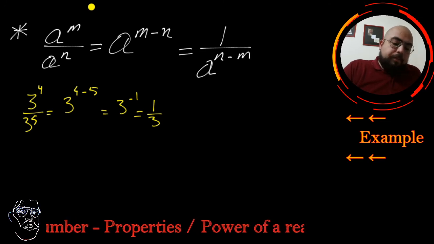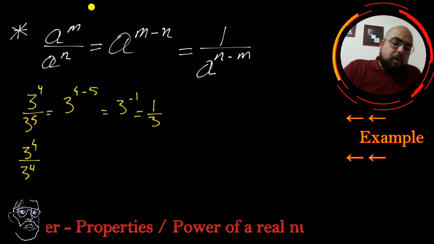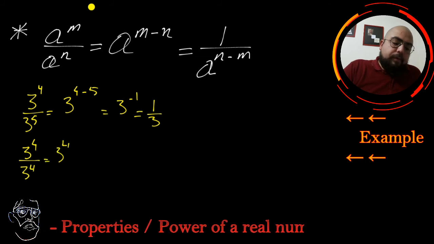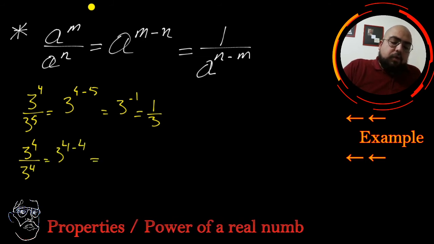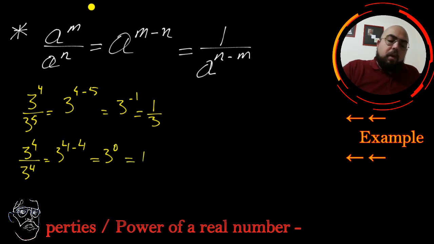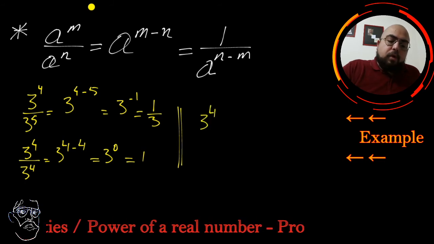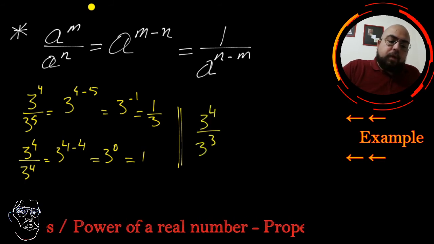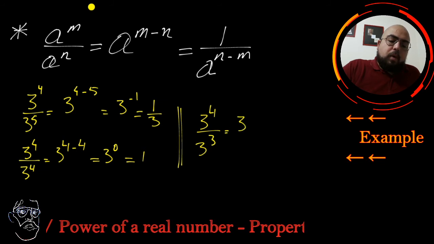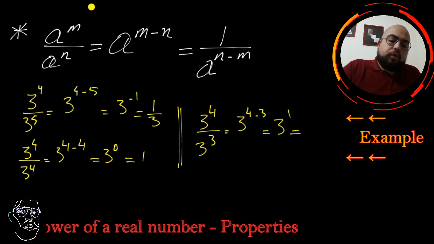Now what about 3 to the power of 4 over 3 to the power of 4? Of course it will be 3 to the power of 4 minus 4. It's 3 to the power of 0, which is 1. Now the last one, let's say we have 3 to the power of 4 over 3 to the power of 3. In this case, it's 3 to the power of 4 minus 3. So it's 3 to the power of 1, which remains 3.